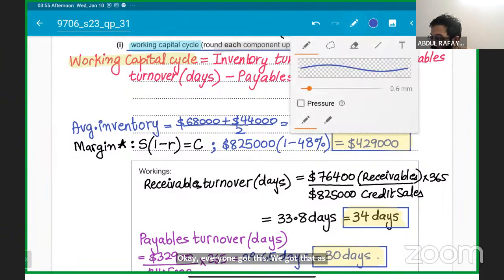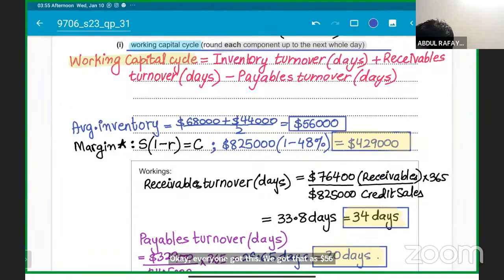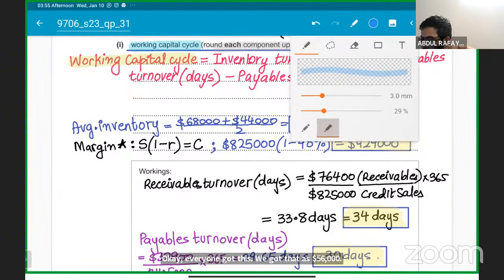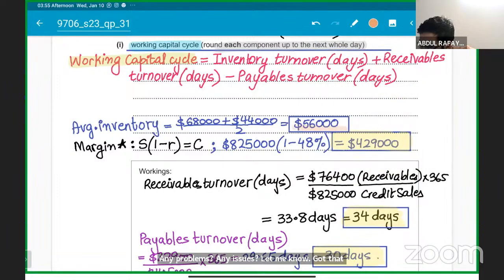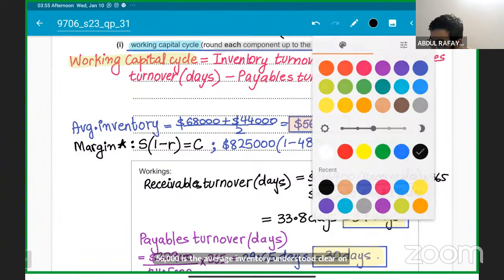Okay, understood, clear? Any problems, any issues, let me know. Got that? No concerns, right? 56,000 is the average inventory. Understood, clear on this? Any concerns, let me know.